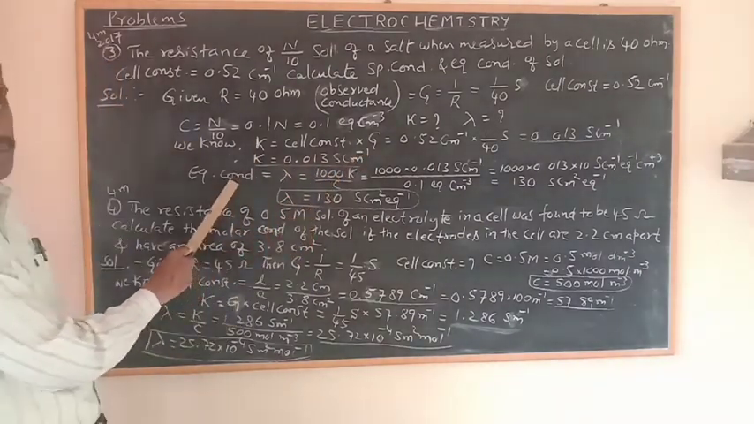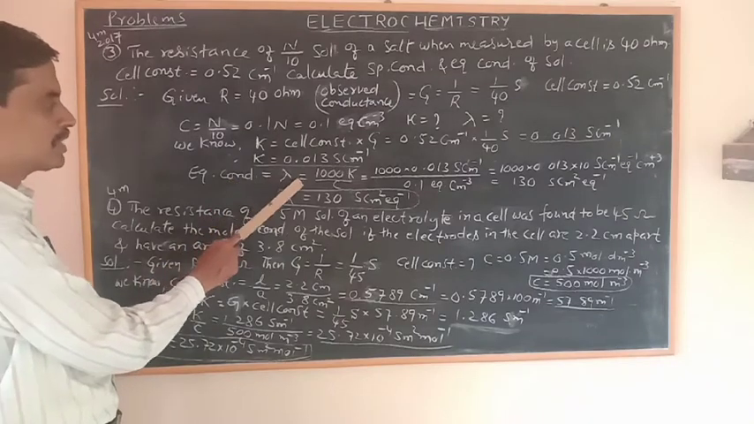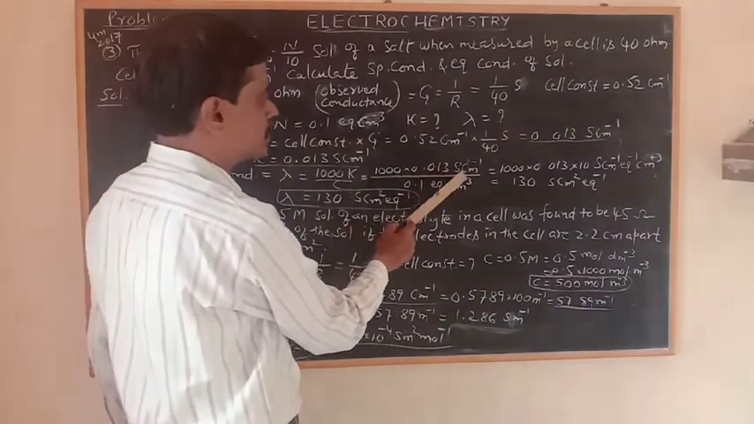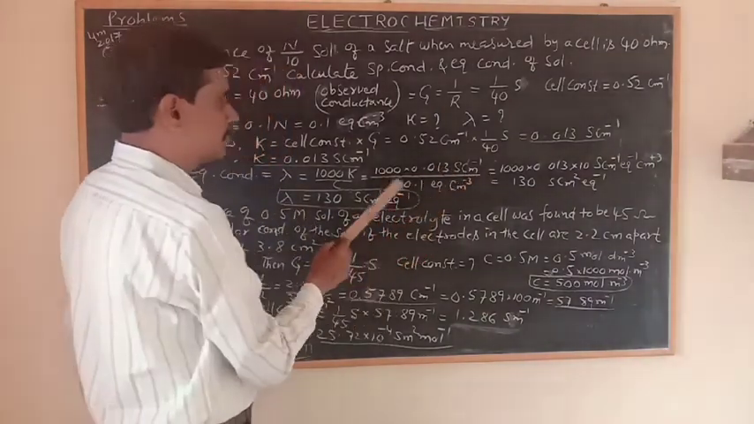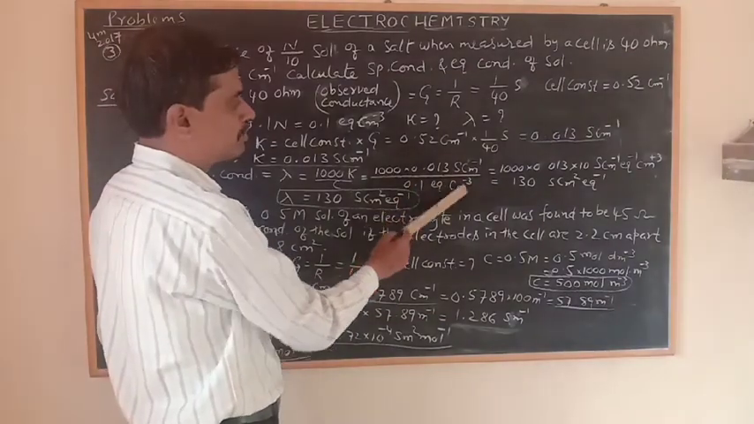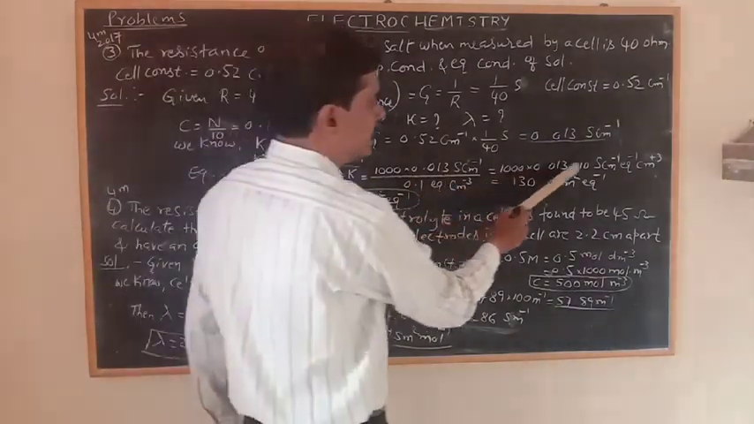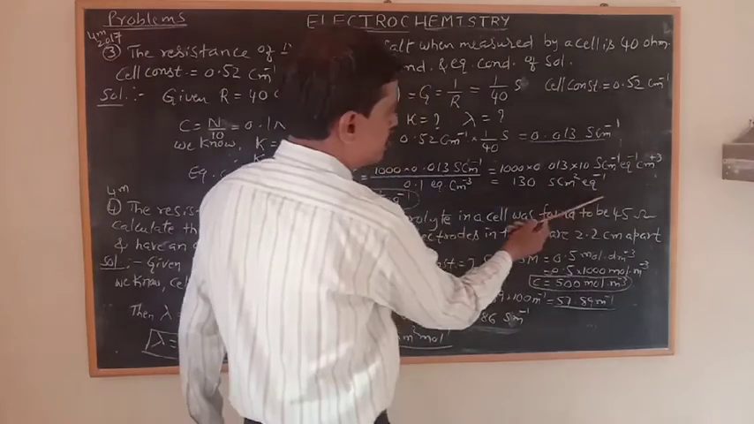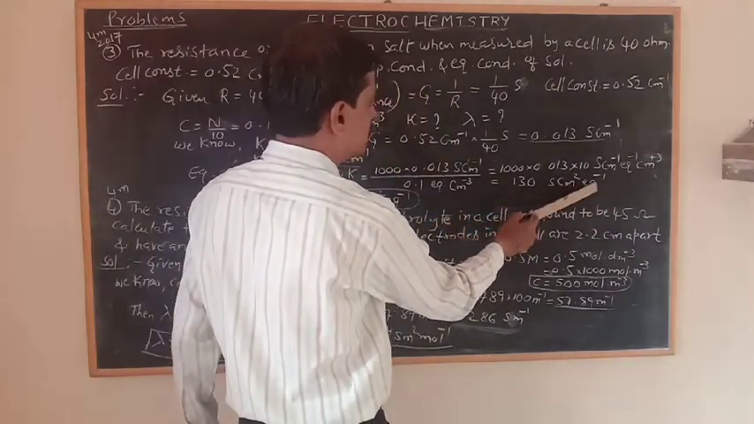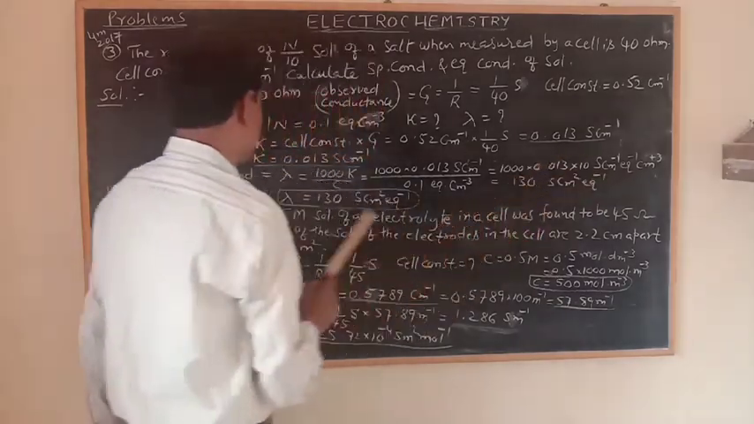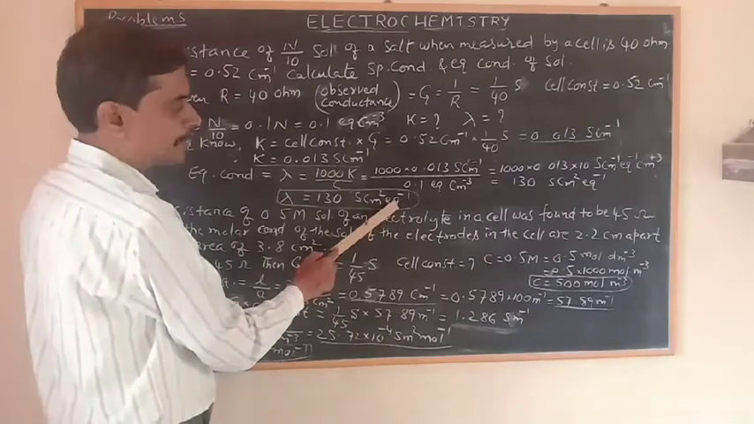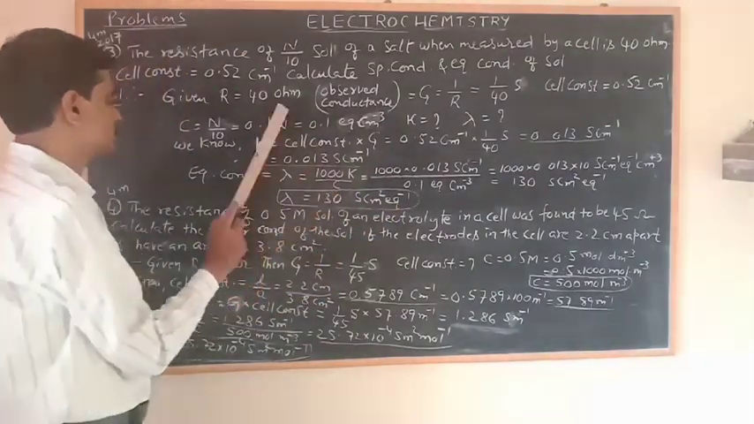Lastly, I have to calculate the equivalent conductance. The formula is lambda is equal to 1000 kappa divided by C. That is 1000 into 0.013 Siemens per centimeter divided by 0.1 equivalent per cm power minus 3. Again, after simplification of all these things, including the units, you get the answer 130 Siemens cm square equivalent to the power minus 1. That is, equivalent conductance lambda is equal to 130 Siemens cm square per equivalent. So this is about the third problem.